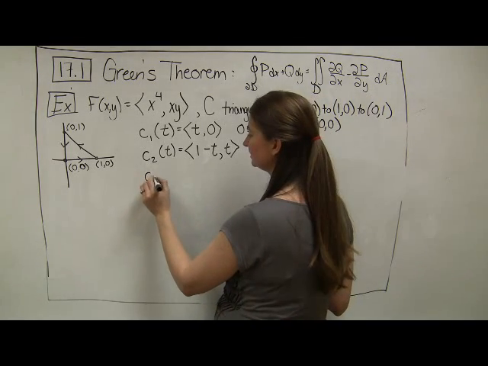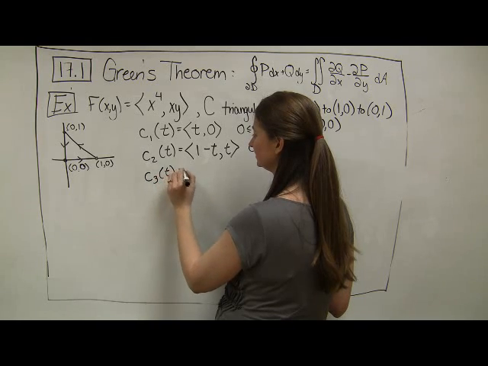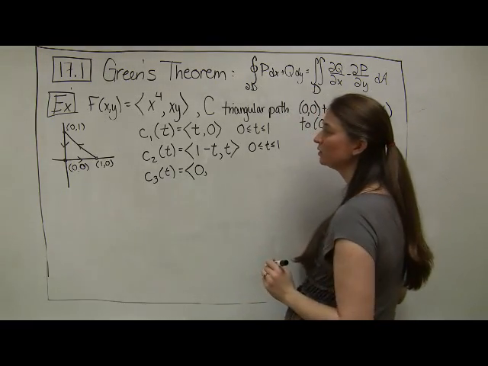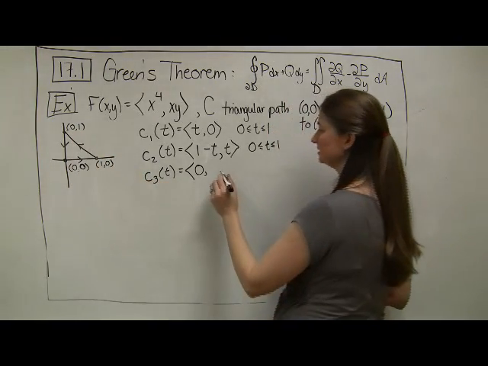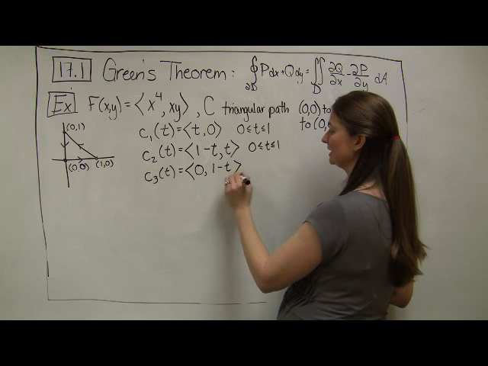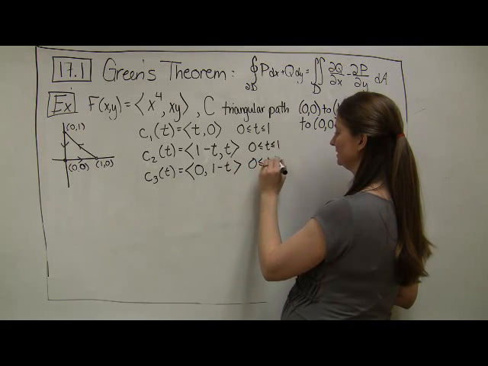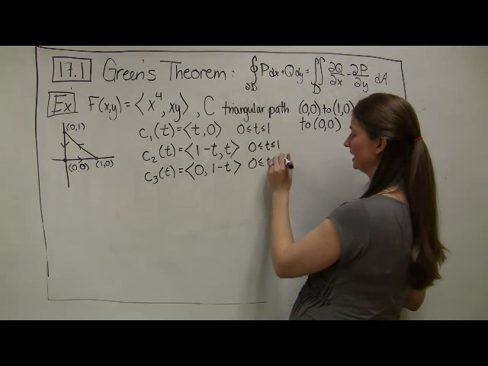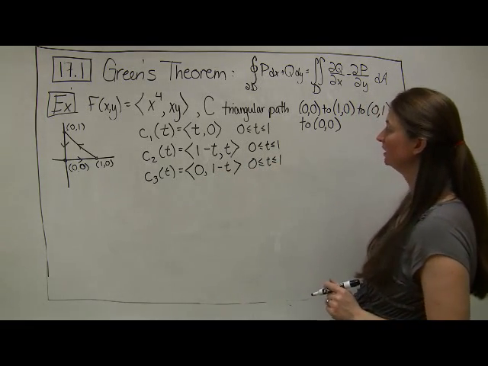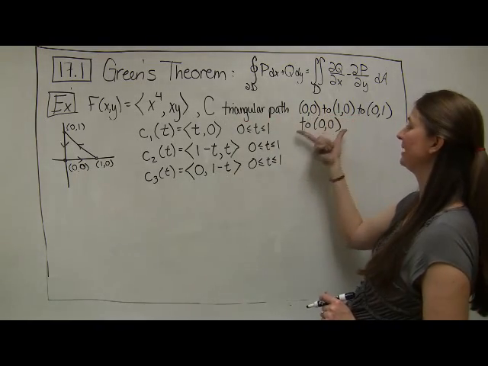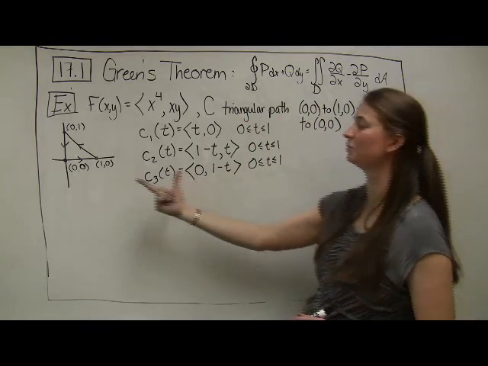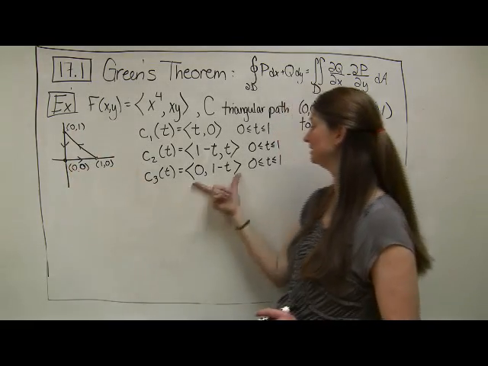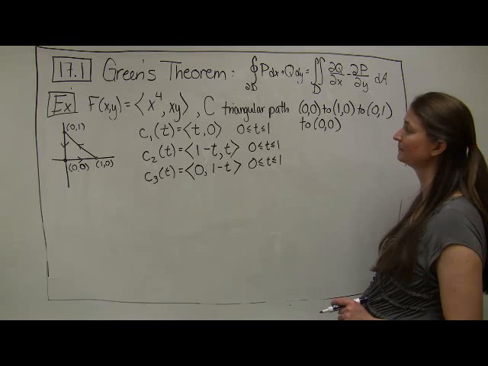And then finally, my C3 of t: here my x coordinates are constantly equal to 0, and my y coordinates go from 1 down to 0. So I can use 1 minus t again, which will make my y values go from 1 when I plug in 0, and 0 when I plug in 1. So really that was just setting up the path, and that's a little bit of work, but I think it's important for us to review how to set up paths for straight lines, and these are ways to do that.